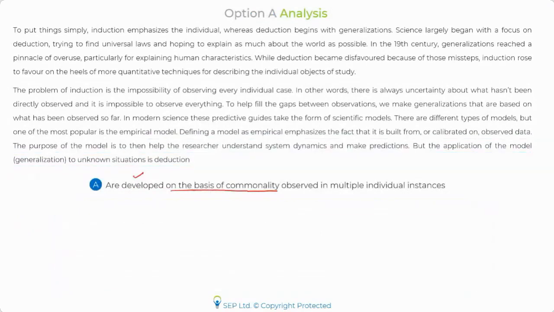So scientific models are developed on the basis of commonality, and I'm telling myself commonality here could be generalizations. And how are these generalizations made? Commonality observed in multiple individual instances. I recall what I thought earlier: there are 100 cases. Out of this, 70 are observed, 30 are not observed. On the basis of this 70, generalizations are made about this 30. And I'm telling myself A could be correct.